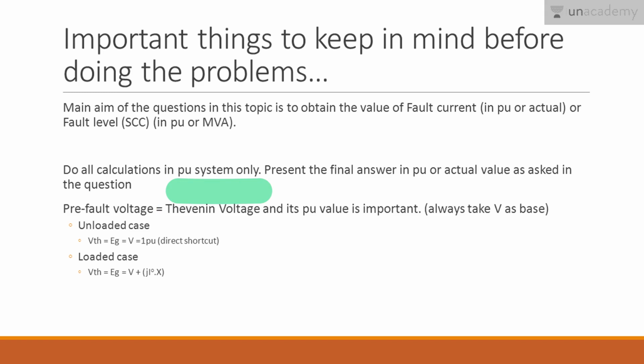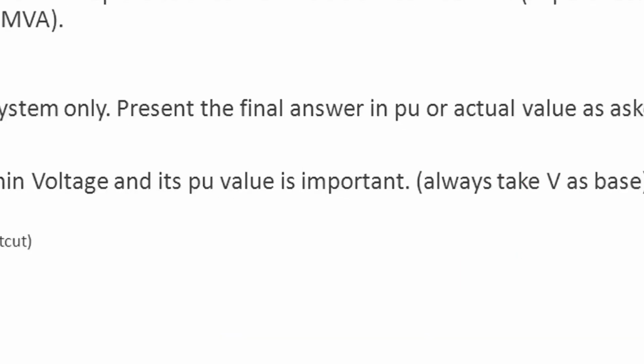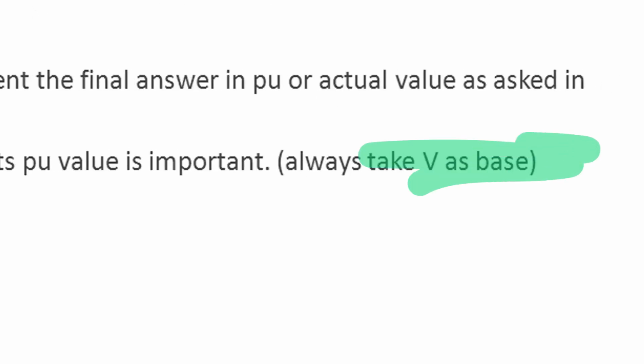But the challenge is about Thevenin voltage. Basically, Thevenin voltage is nothing but the pre-fault voltage. Before the occurrence of fault, what is the voltage at that point of fault? That is what the Thevenin voltage is. And we have to find it also in per unit value. It is very important to find this. So in a power system, while doing this kind of problems, take the terminal voltage V as the base voltage, please.